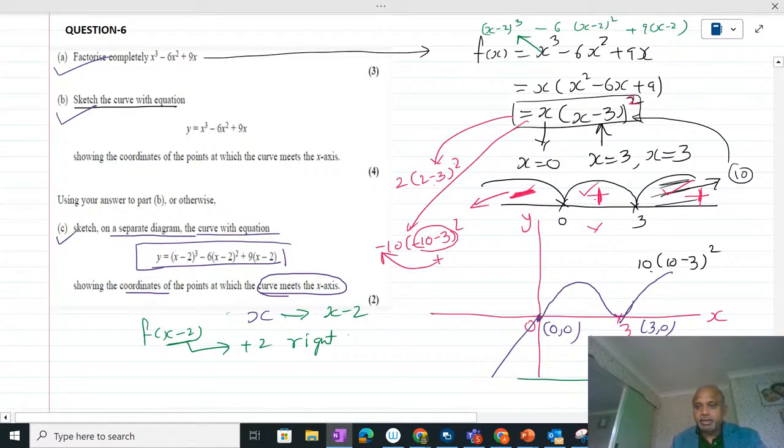So I'm doing it. It was 0, 0. So instead of 0, 0, it is shifted 2 units. It is passing through 2 and 0. It was touching at 3, so 3 plus 2 becomes 5. It will touch at 5 and 0, and you will get the same graph like this. They are asking where the curve meets the x-axis. So this is the point 2 and 0, and this is 5 and 0. Is that okay, guys?